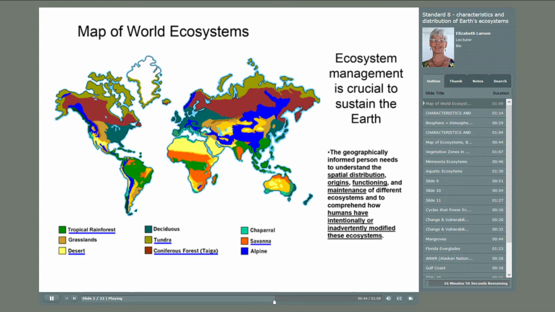Of those 9, we can find about 5 of them in the United States. The geographically informed person needs to understand the spatial distribution, or where are the various ecosystems on the planet, how ecosystems function, and how we can maintain and preserve the various ecosystems. Further, what we really need to understand is how human beings have both intentionally and inadvertently modified or changed these ecosystems.